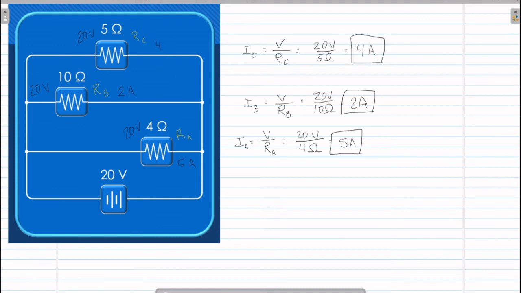We add that together. Well, excuse me, we don't have to add it together, but if you did add it together, you would find that the total current flowing through the battery must be 5 plus 2 plus 4, which is 11 amps. That's not something we have to find out to solve the problem, but it's just a piece of information that you can work out if you wanted to.